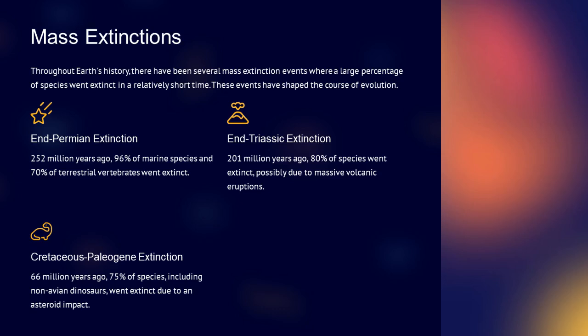Earth has experienced several mass extinctions, significantly shaping the course of evolution. The end Permian extinction 252 million years ago wiped out 96% of marine species. The end Triassic extinction 201 million years ago saw 80% of species vanish. The Cretaceous-Paleogene extinction 65 million years ago led to the demise of non-avian dinosaurs.